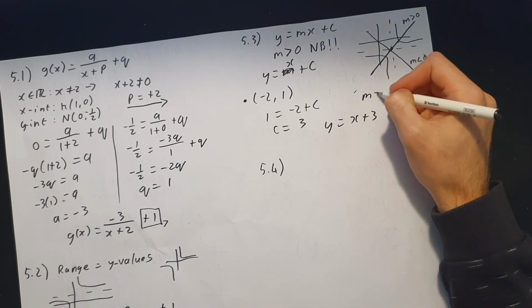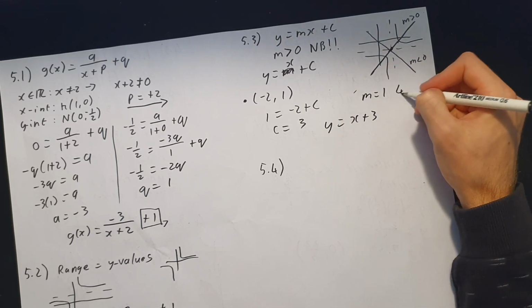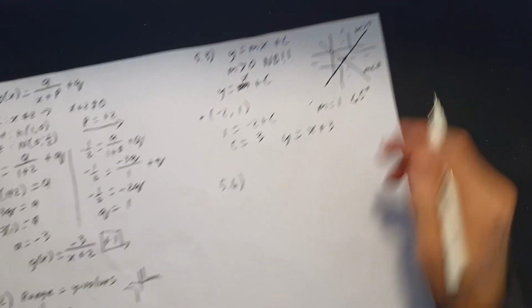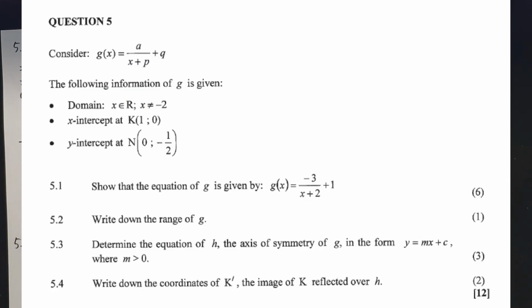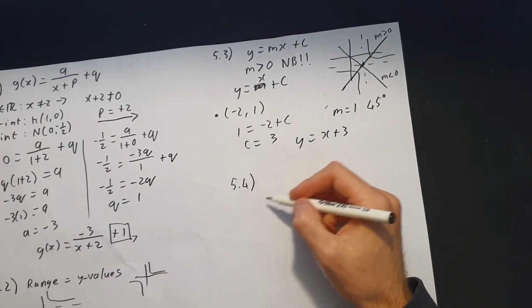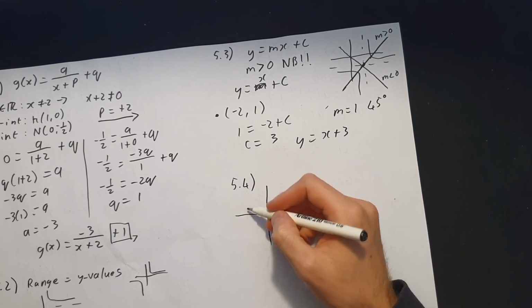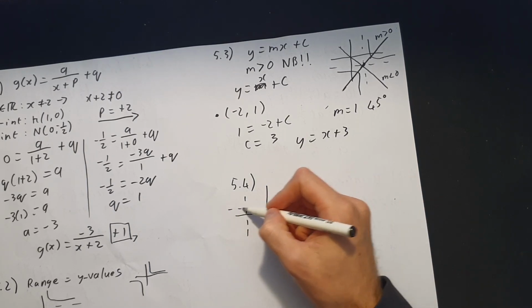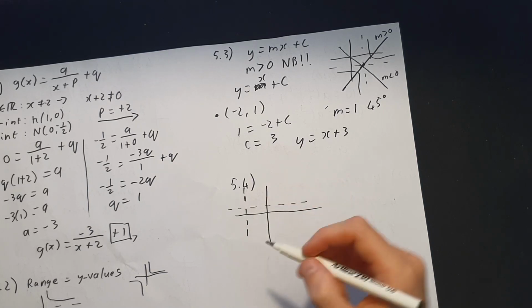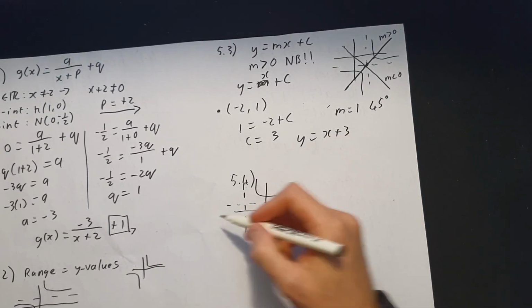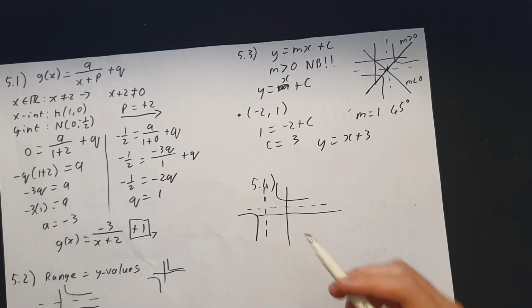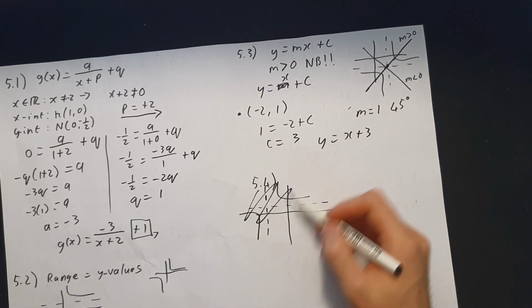Remember, m always equals 1, the gradient, because of a 45-degree line. Alright, then 5.4 says write down the coordinate of k prime, the image of k reflected over the h line. So what's happened? If we draw a rough sketch of this graph, at -2 we have an asymptote, and at 1 we have an asymptote over there. Then we have the function sitting here and the function sitting there.